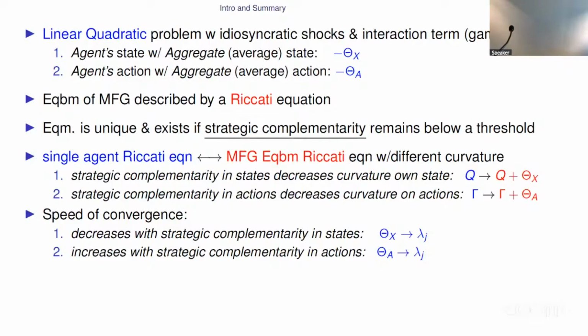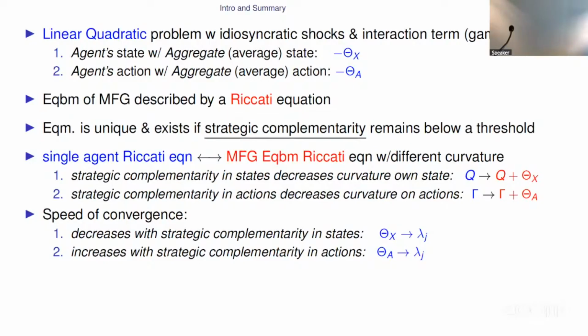Likewise, if there is a strategic complementarity in actions, the equation that describes the equilibrium will be one where the curvature, instead of being the single agent curvature, will be the single agent curvature plus this other matrix theta A. So if there is a strategic complementarity, this will be negative or negative definite. And that would mean that there is less curvature, you suffer less by changing your actions. Well, actually, that means that you change them a lot. So then you tend to have faster convergence. So the implications for convergence, for persistence, are the opposite for strategic complementarity in states and strategic complementarity in actions.